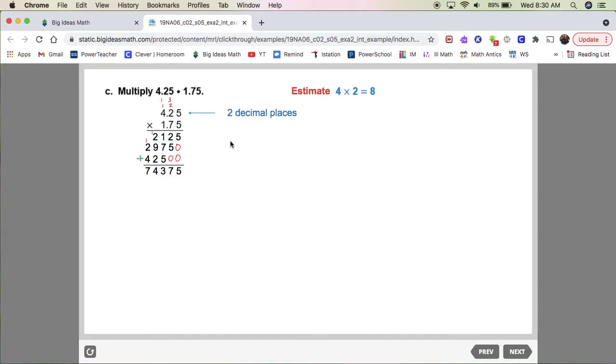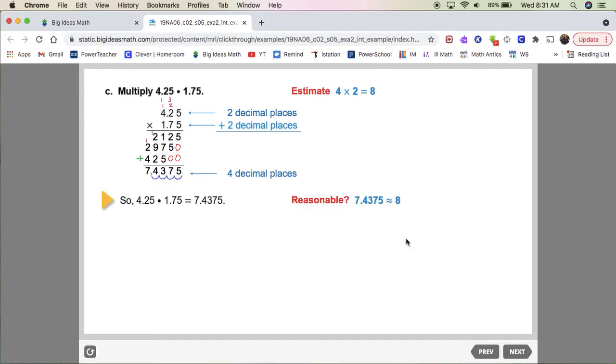2 decimal places, 2 decimal places, for a total of 4 decimal places. Move it over. Is our answer reasonable? Is this close to 8? Yes, it is. Suppose you didn't know the rule about needing 2 decimal places, 2 decimal places. You should still know where to put your decimal point, because there's only one place to put the decimal point where your answer would be reasonable. If you put the decimal point here, your answer is 74, not close to 8. Or in front would be 0.7 or 7/10, not close to 8.